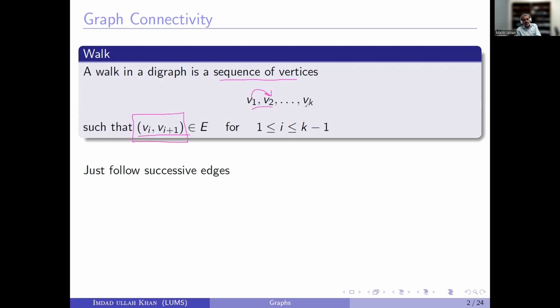So in this entire sequence, if you pick any two consecutive vertices, that means that there is an edge from the starting vertex to the next vertex. And we just follow the successive edges. So that sequence of edges gives us a walk. In other words, we start from a particular vertex, and by using those edges of adjacent vertices, we can walk inside a graph, or we can access other vertices from one vertex.